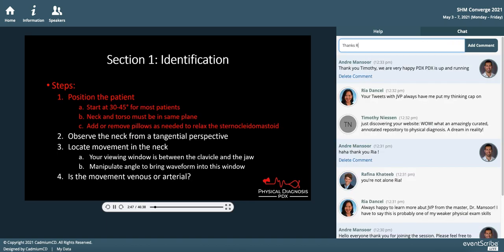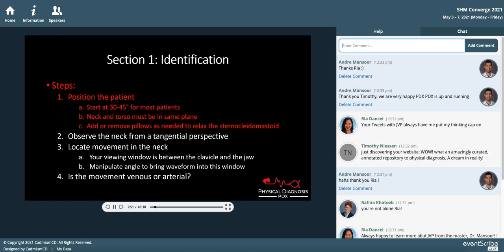Let's talk about the steps to identifying the jugular venous pulse. The first and perhaps most important step is patient positioning. Half the time I walk into a patient's room, they're slouched in bed and they have several pillows jammed behind their head, causing their neck to be flexed up against their chest. And if you try to change the patient's angle by moving the back of the bed, it simply moves their head up and down, and that's not ideal.